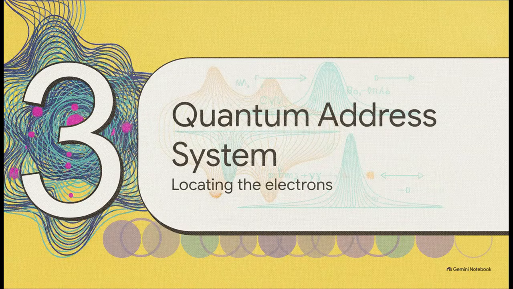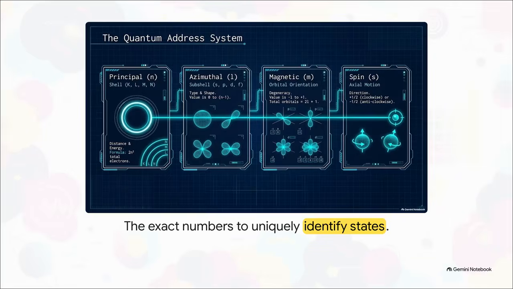Part 3. The Quantum Address System. So, if the exact path of an electron is completely unknowable, how on earth do we map an atom? Well, quantum mechanics gave us a brilliant solution. Think of these four quantum numbers like trying to find a person. It's basically a cosmic address system.